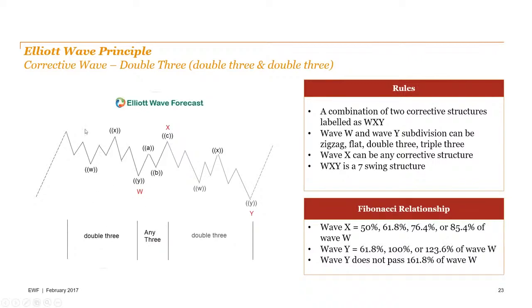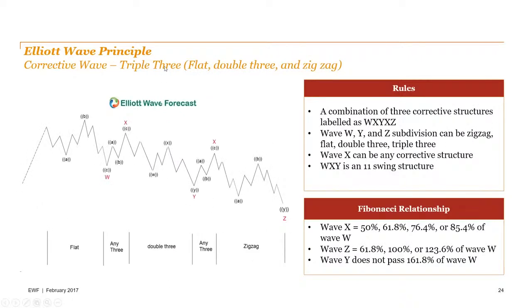Okay, so on the left side we have another double 3. On the right side you have another double 3. You combine them, we have a WXY of the larger degree. Triple 3 is nothing more. I mean, if you understand double 3, you will have no problems with triple 3 because triple 3 is just a combination of 3 corrective structures, and we connect them with WXY, X, Z. All right, so before is WXY, now we put X and Z.